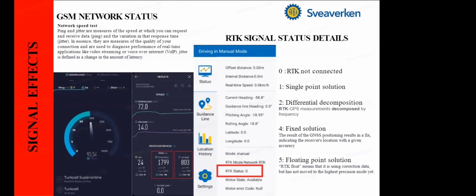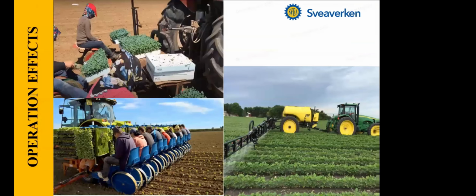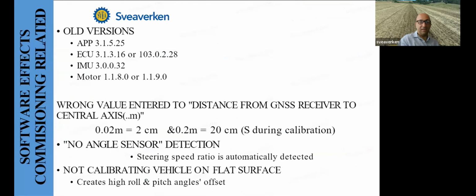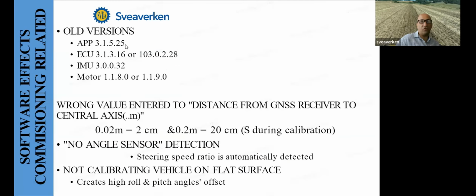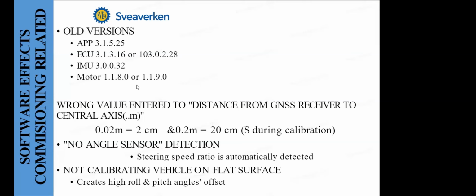I don't understand very well about the software version. Was it an old version or a new one? Which version should we have? Let me show you the ECU and the IMU. The latest version is this one. APP is 3.1.5.25, and accordingly this is a set of versions, ECU and IMU. So you should have the latest corrections, improvements, and features with this set. Okay, then it's the latest.